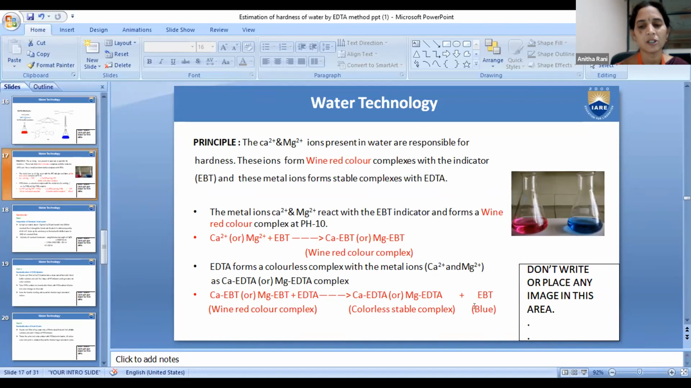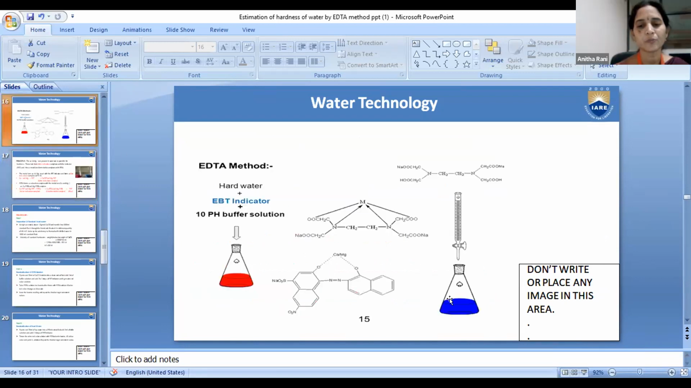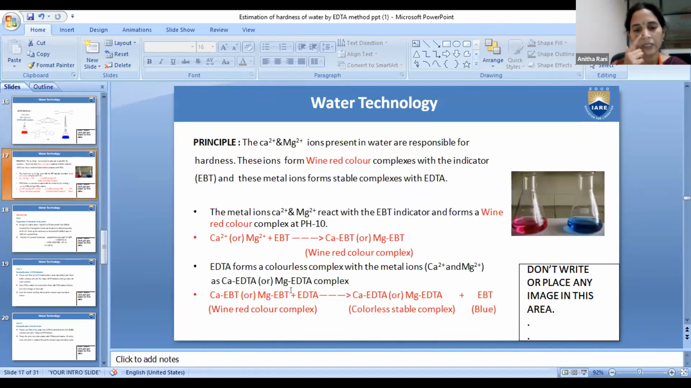So we get a blue color. EBT indicator color is blue. You can observe here the color changes from wine red to blue, after all the calcium and magnesium have reacted with the EDTA. When we add the next drop of EDTA, immediately we can observe the color change from wine red to blue.